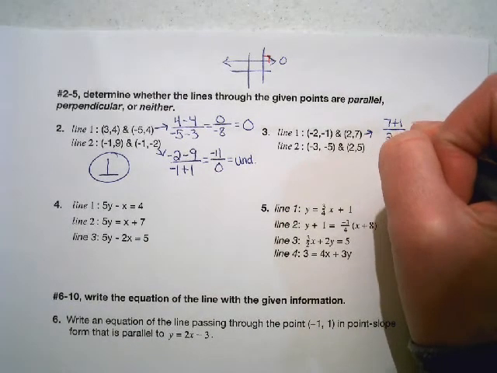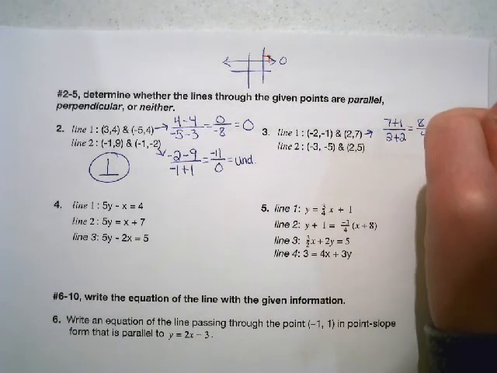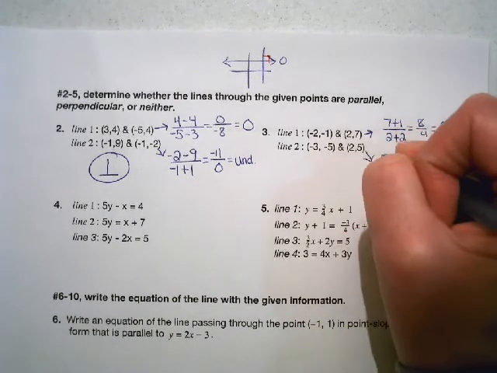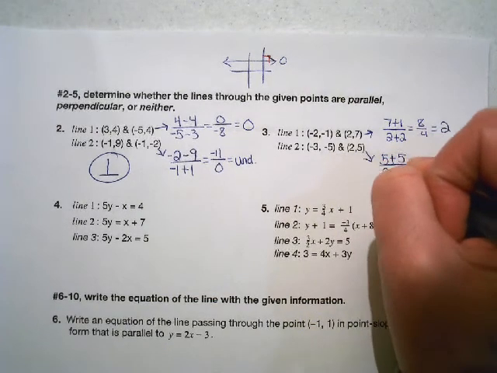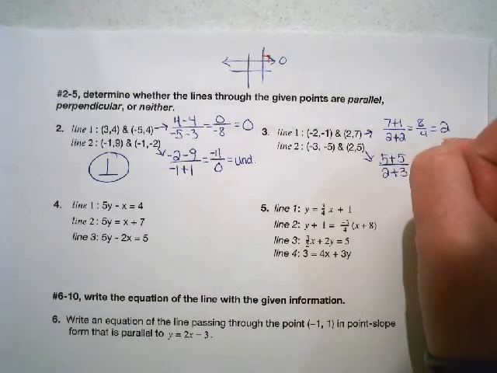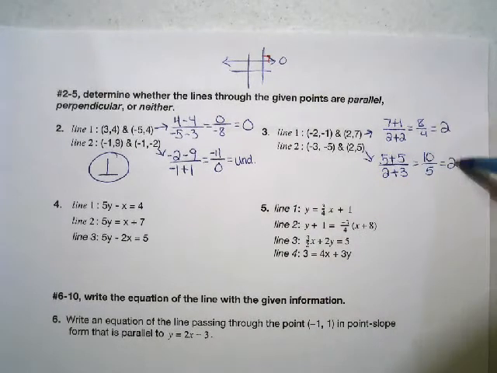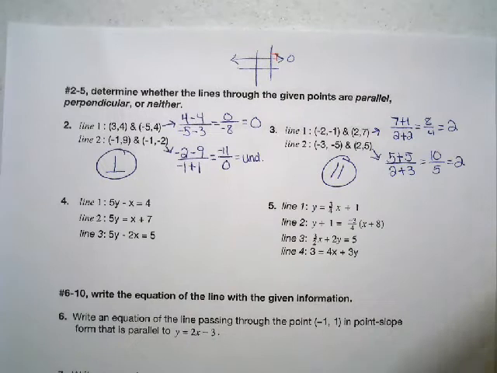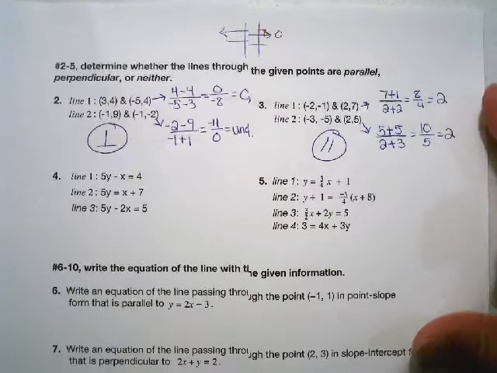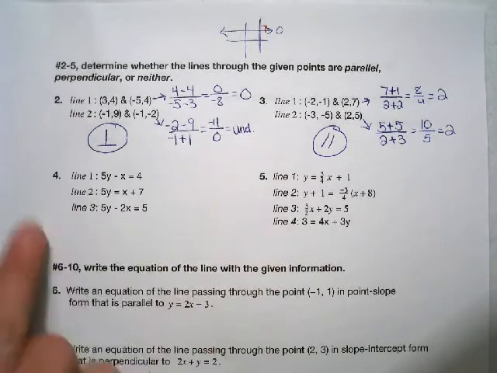Okay, on number 3, for this top one, I would go 7 minus negative 1, 2 minus a negative 2, that's 8 over 4, which is 2. And then I would do 5 minus a negative 5, 2 minus a negative 3, that's 10 over 5, which is 2. So I'm noticing these are the same, so I would say this is parallel. Okay? All right, 4 and 5.